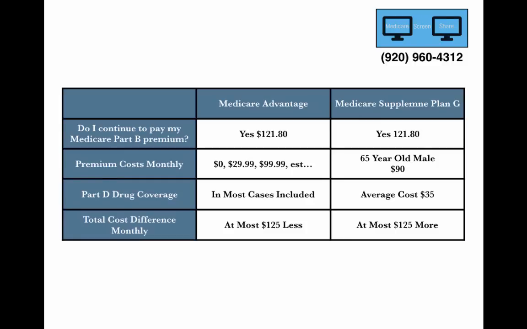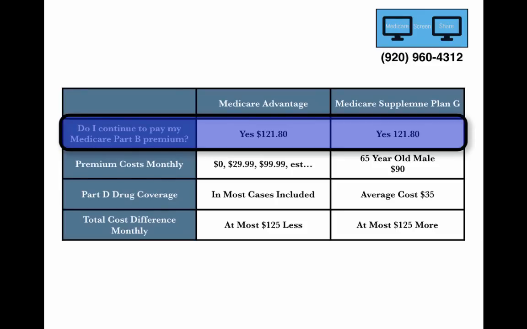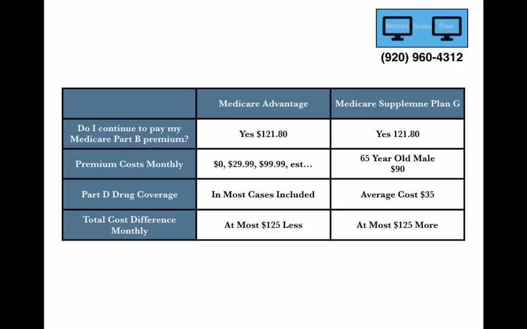Let's look at a 90-year-old man that has just turned 65 for the first time. We will look at the low-cost Medicare Advantage plan compared to a Medicare Supplement Plan G. Now, with both your Medicare Advantage and Medicare Supplement, you will need to pay your $121.81 Part B premium. Medicare Advantage plans can cost between $0 and $375 per month, but we will mainly focus on their most popular lower-cost plan.